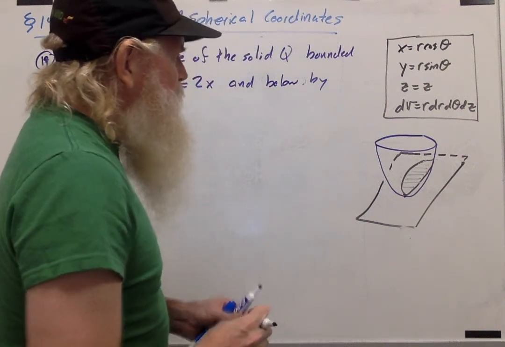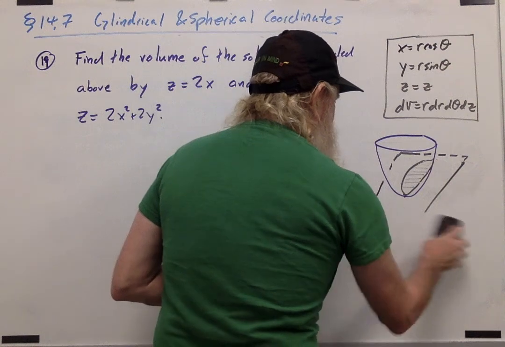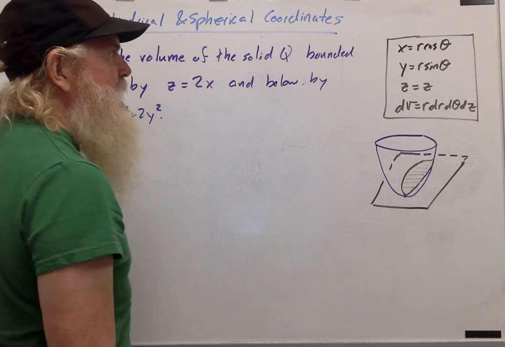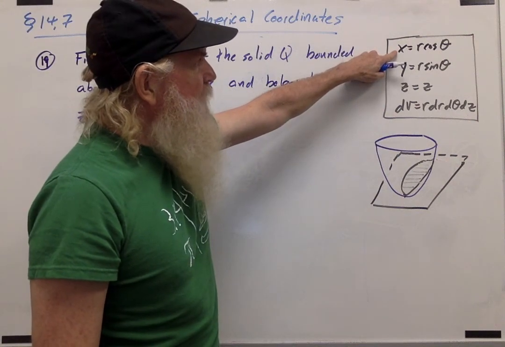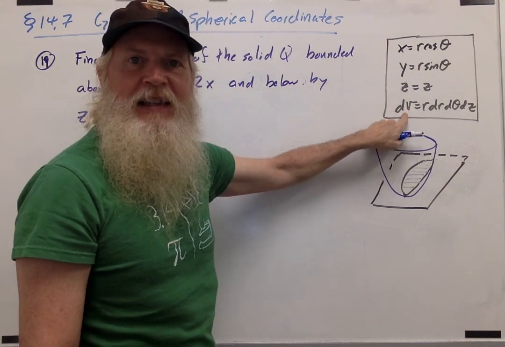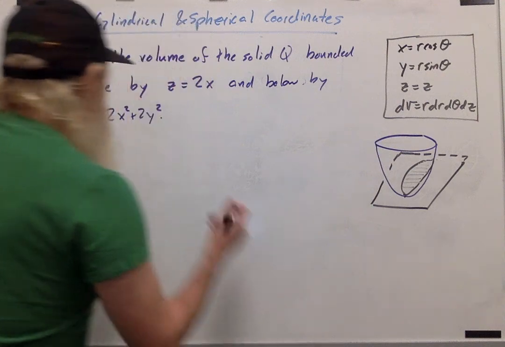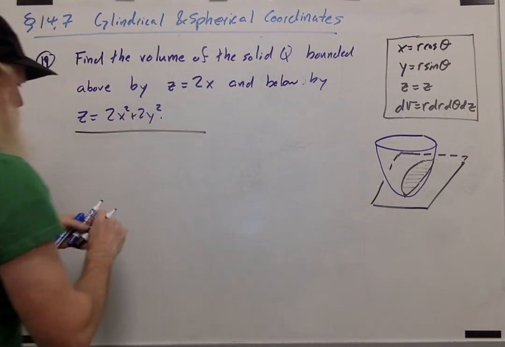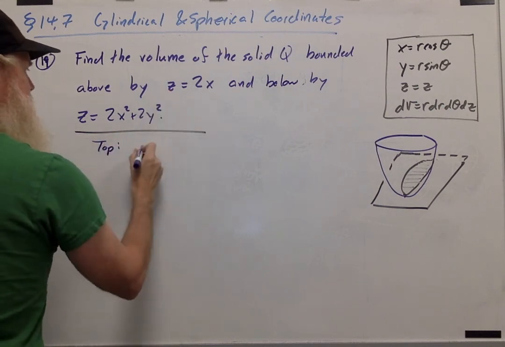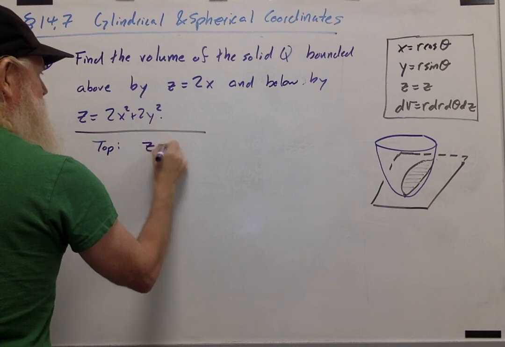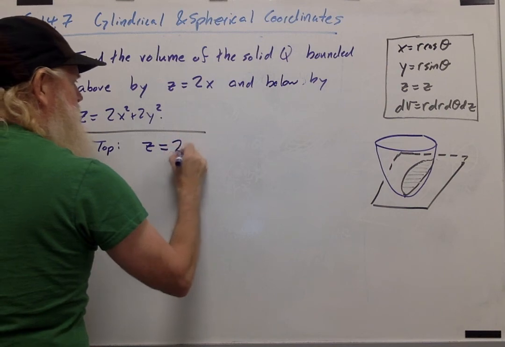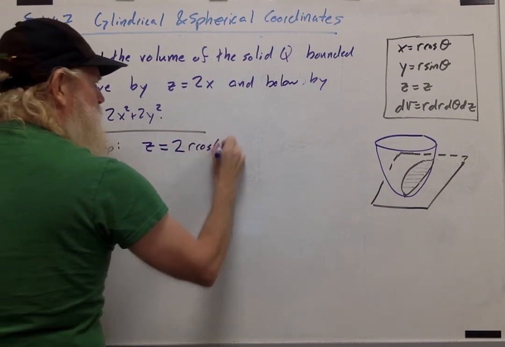Now let's see what the equations are going to look like if we switch them into polar coordinates or cylindrical coordinates. Remember, in cylindrical coordinates, x is r cosine theta, y is r sine theta, and z equals z. Later on, we'll also use the fact that dV is r dr d theta dz. So let's look at the top and the bottom equations. The top surface is the plane, z equals 2x. But in cylindrical coordinates, x is r cosine theta. So that'll be 2r cosine theta.